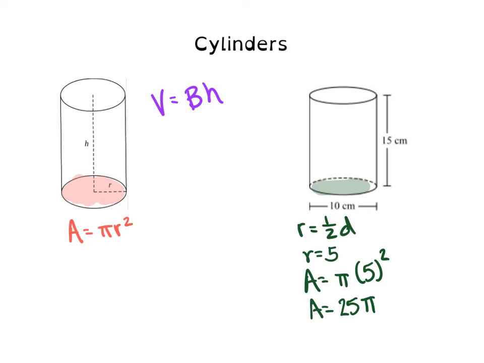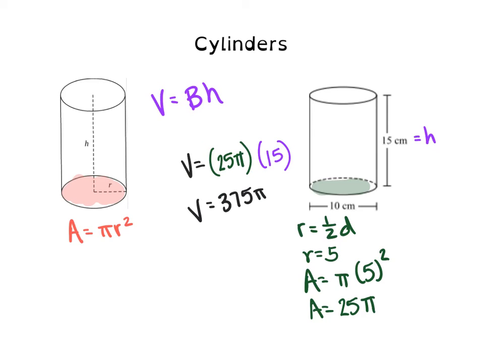To find the volume, we see that the height is 15, so the volume is equal to 25 pi, the area of the base, times the height, which is 15. Now we multiply 25 pi times 15, and we just multiply 25 times 15 and we get 375 pi. And remember, our units here are going to be cubed, so it's 375 pi centimeters cubed. This is what we call an exact answer.